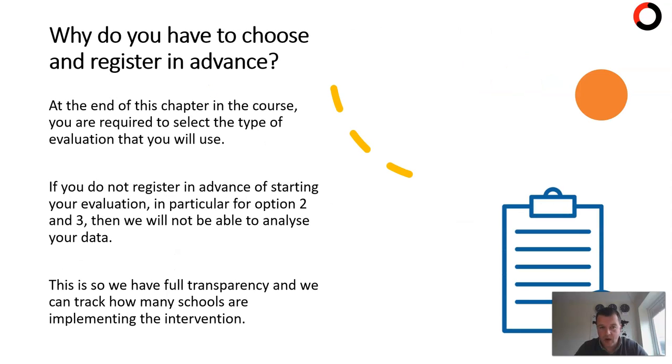So we're going to move on to why do we have to choose as a teacher and register in advance. So at the end of this chapter, you're required to select the type of evaluation that you will use. If you are using the first evaluation strategy and teacher observations, then it's not really that important. You can still register for that. But if you are using options 2 and 3 for the pre-test, post-test, and the mini randomized control trials, we do expect you to register that you are completing these with your potential start dates. This is so we have full transparency and we can track how many schools are implementing the intervention.